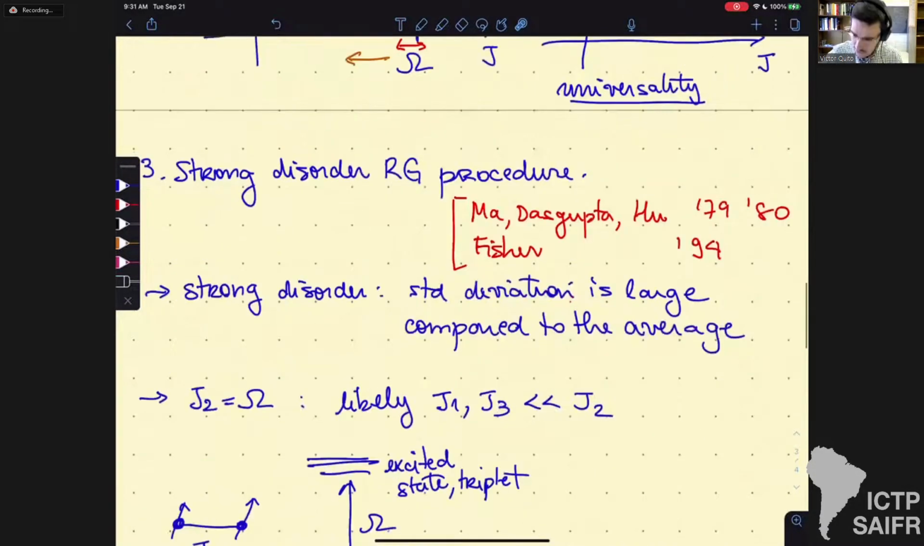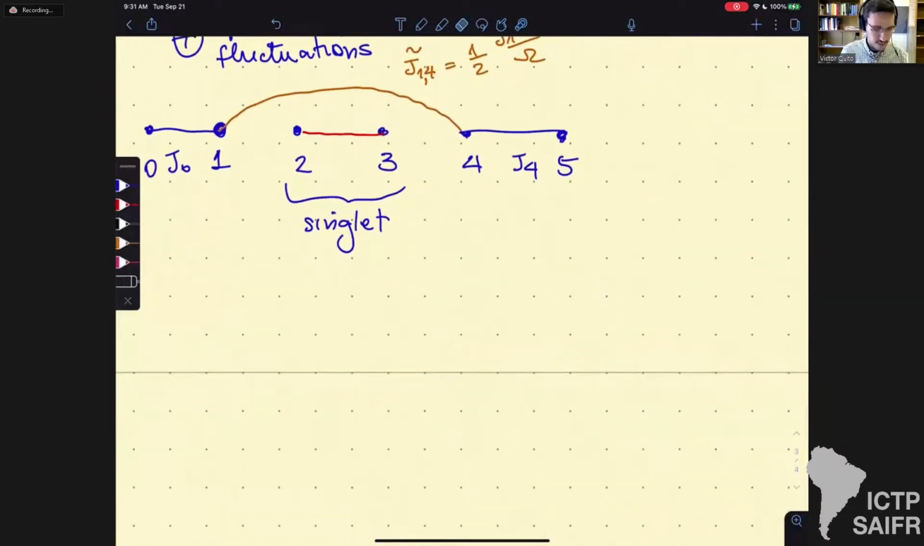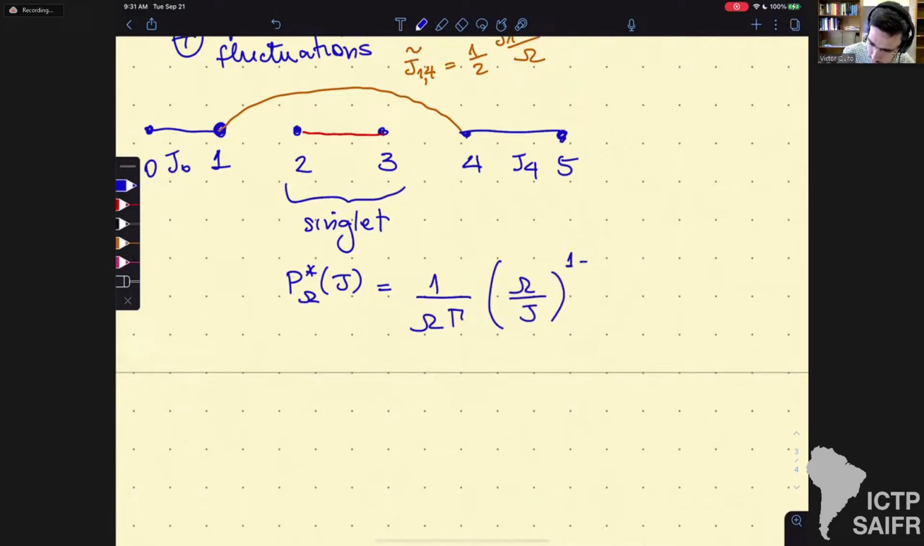Actually, this was solved by Fisher, and I will write down here what is the solution. The solution is P star of J given omega is 1 over omega gamma, times omega divided by J, to the power 1 minus 1 over gamma, where gamma is log of 1 over omega. So the flow is more natural in log variables. That is why this variable gamma appears. So it is a power law, with this power. And as you notice, the power of the power law keeps flowing until it reaches almost close to 1. This distribution is extremely singular for small J.